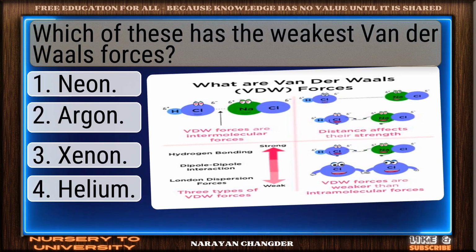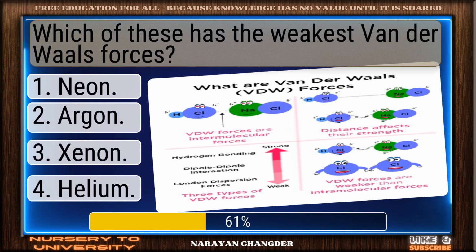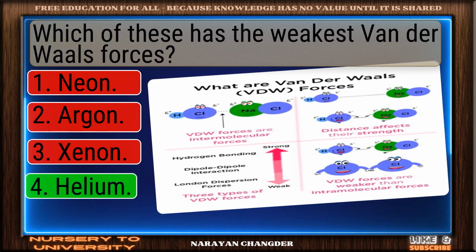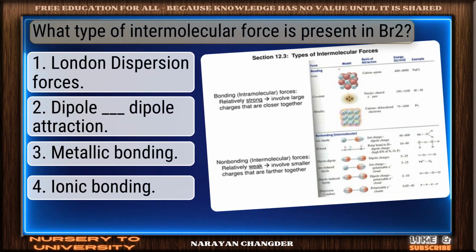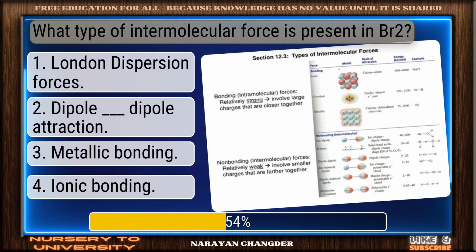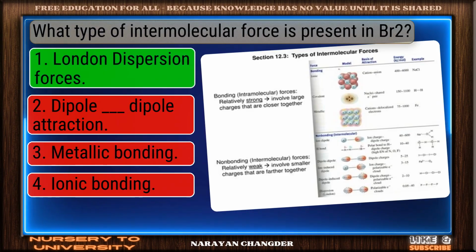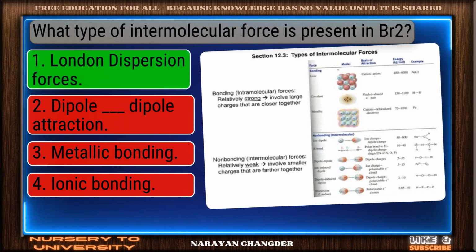Which of these has the weakest van der Waals forces? Sharp thinking. Helium is the right choice. What type of intermolecular force is present in Br2? Excellent. London dispersion forces is a brilliant choice.